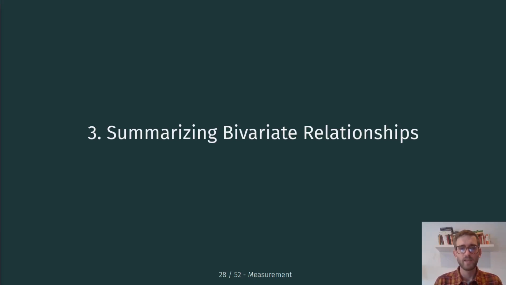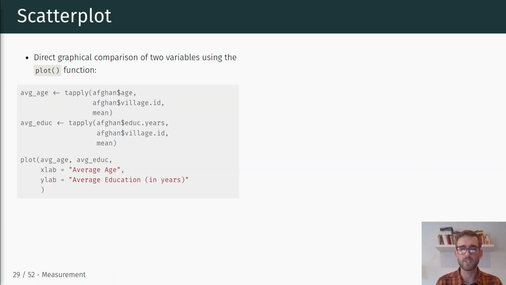Hey everyone! In this video, I'm going to talk about summarizing bivariate relationships. And in many cases, these bivariate relationships are relationships between two variables that are both on the continuous scale. And if we have such two variables that are both continuous, the most basic way of exploring that relationship between those two variables visually is to plot them together in what is called a scatter plot.